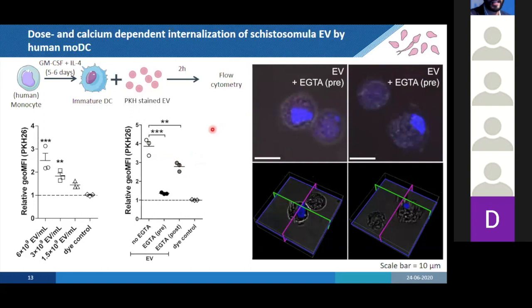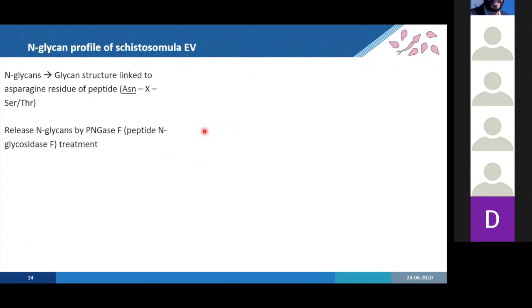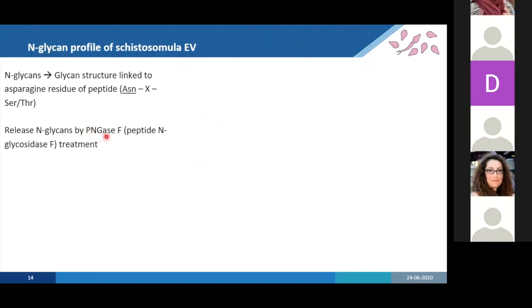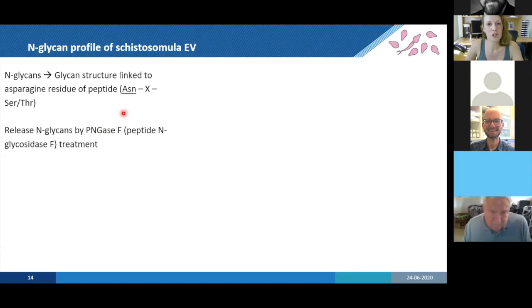So we thought, okay, this really looks like the EVs have glycans that might be able to interact with C-type lectin receptors. So let's measure the glycans. What we did is just start with the N-glycans. Those are attached to the proteins, and you can cleave them using an enzyme called PNGase F. So we destroyed the entire EV, treated that with the PNGase F, and then looked at the total glycans that are either on the outer surface or inside of these EVs.